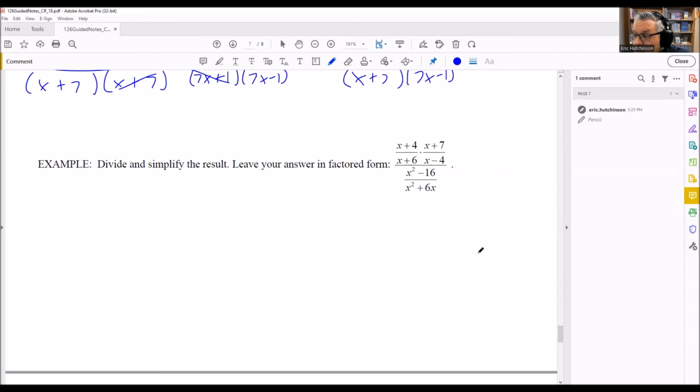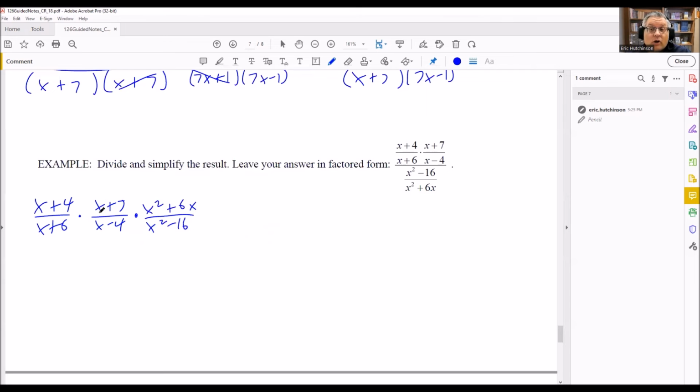Let's do this next one. Okay, now this next one is a little bit different because we actually have two things on top. So we're going to write both of those out. First, we do these, and then we get x plus 7 over x minus 4 down below. And then we're going to multiply this by the reciprocal of the bottom fraction. So x squared plus 6x on top, and then the bottom we have x squared minus 16.